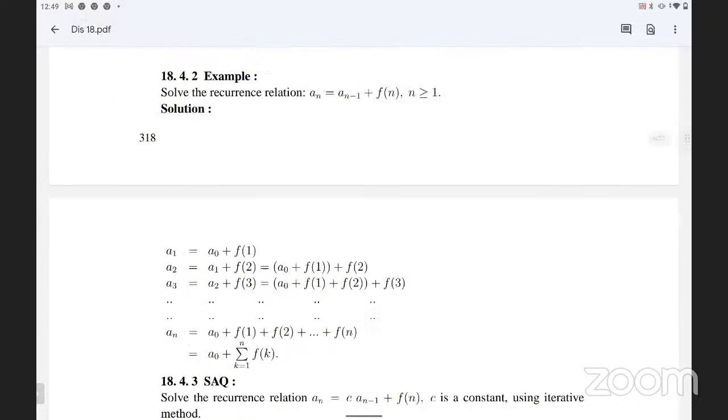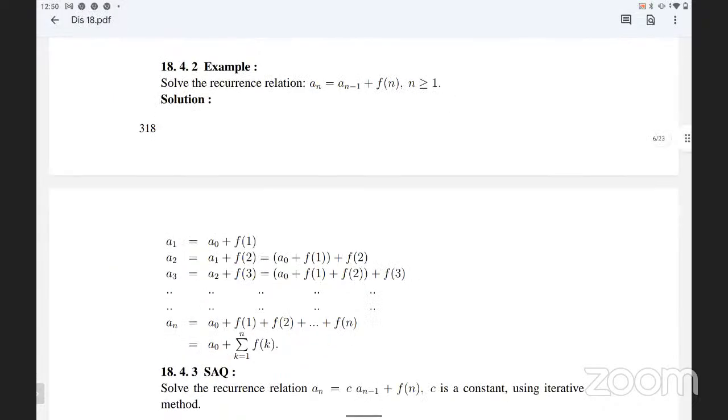18.4. Okay, right. Now I am going for 18.4.3. So it is a constant, the same method can be applied. Now the examples.